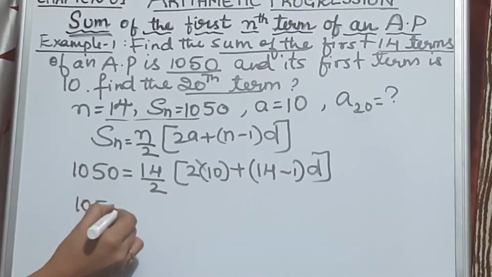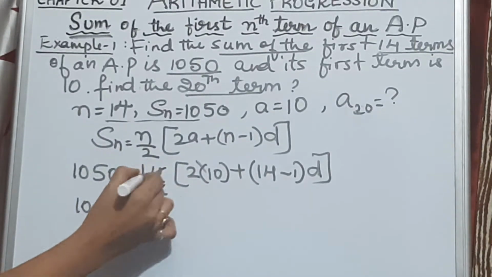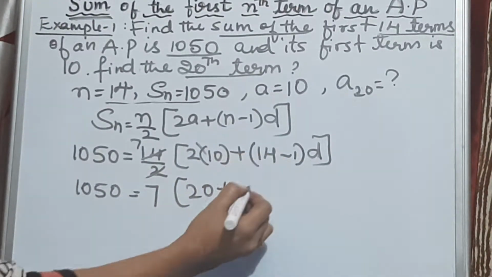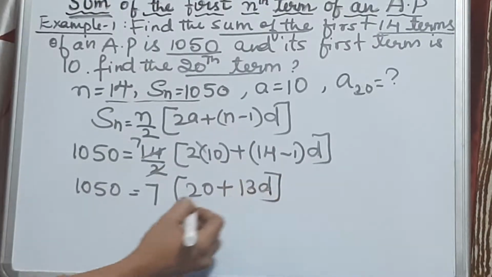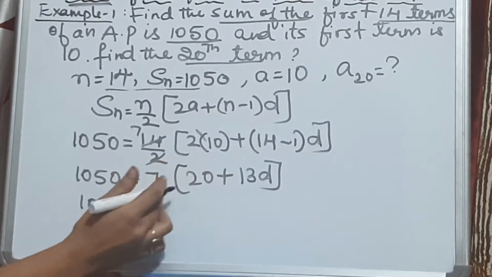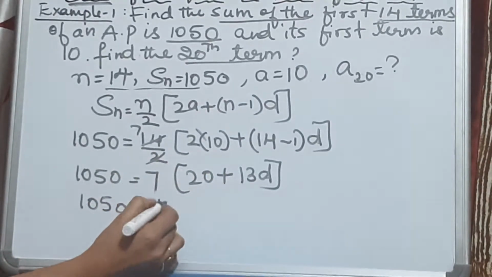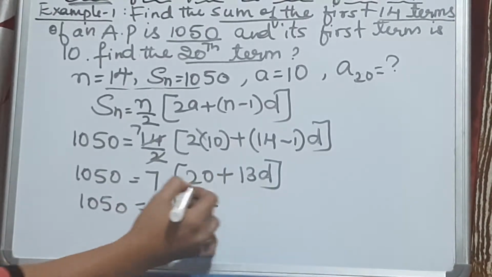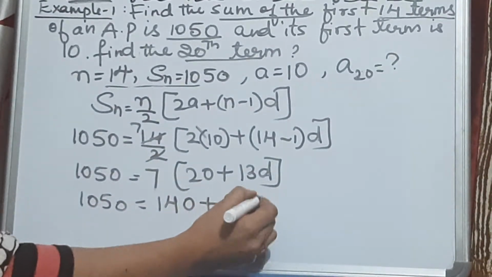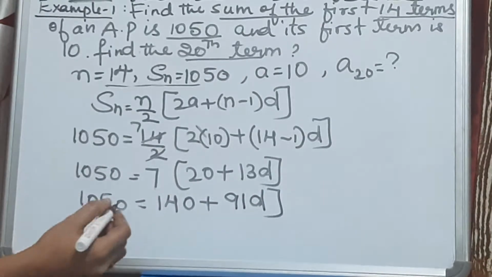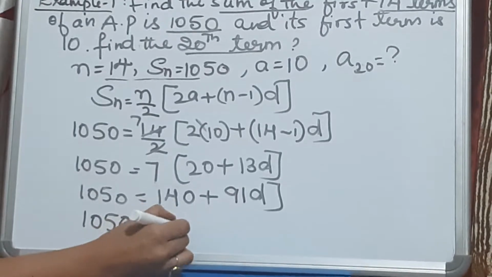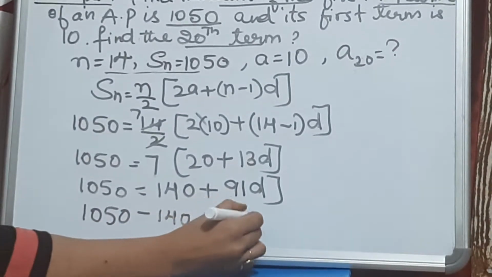Now 1050, if we divide by 7, we get 150, since 7 times 150 is 1050. Then 2 tens are 20, plus 14 minus 1, 13d. Again, 1050 equals 7 times the bracket, and you should calculate this monomial into binomial. 7 twos are 14, and 13 sevens are 91. Next, same process: 1050, we take this to the left-hand side. 140 is equal to 91d.